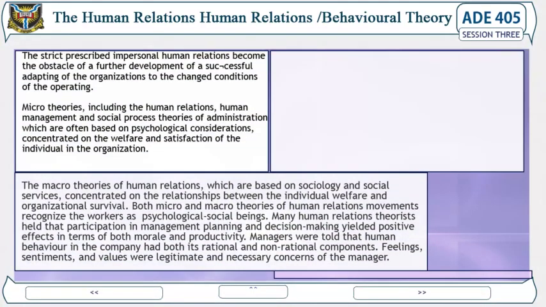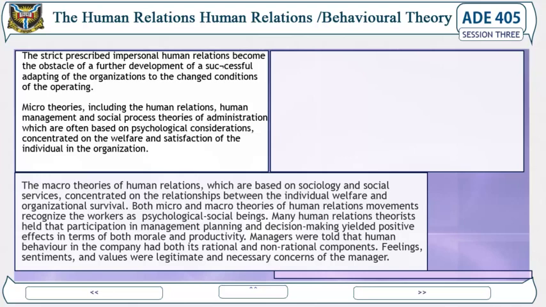The strict prescribed impersonal human relations become the obstacle of a further development and successful adapting of the organizations to the changed conditions of operating. Microtheories, including the human relations, human management, and social process theories of administration, which are often based on psychological considerations, concentrated on the welfare and satisfaction of the individual in the organization.